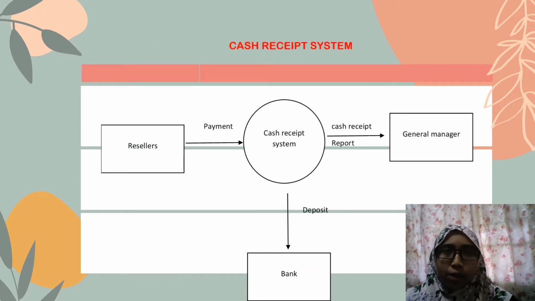And then the last one in the context diagram is the cash receipt system. The reseller will make payment to the cash receipt system either by online banking or cash. The system will send the report to the general manager, and lastly, the deposit the reseller made will go to the bank. Okay, that's all.